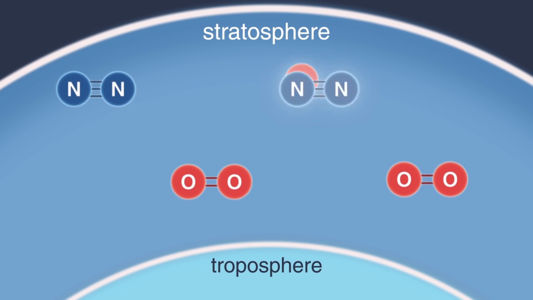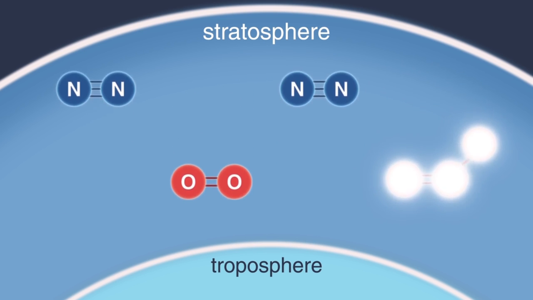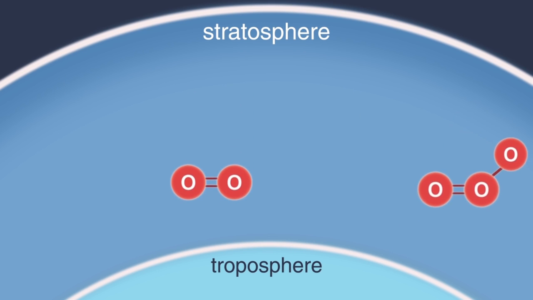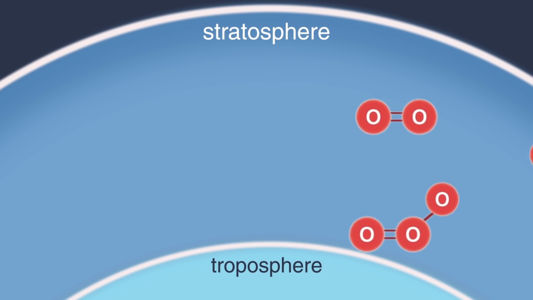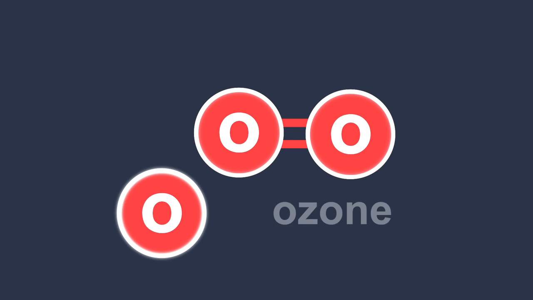This slows the free oxygen atoms down, enabling them to bond weakly with the molecular oxygen to form ozone. If they're moving too fast, they simply bounce off. The energy they shared with the molecules in the air heats up the upper atmosphere. The oxygen atom has now joined with an oxygen molecule to form ozone.